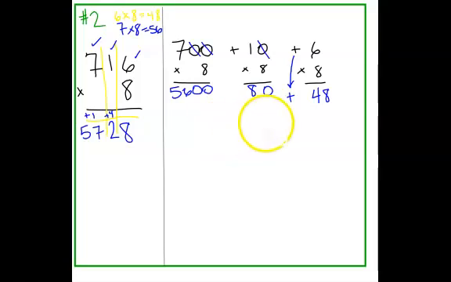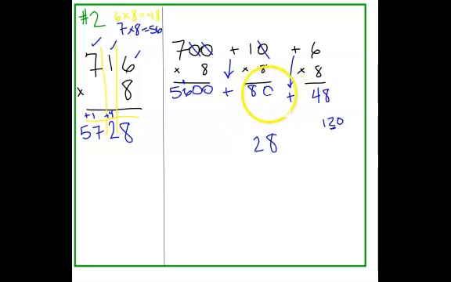Now we just need to add them up. So I have 8 ones, 0 ones, and 0 ones. That's 8. I have 4 tens, 8 tens, and 0 tens. Well, 8 tens and 4 tens is 12 tens, or 120. So how we're going to do that is we're going to put the 2 tens here, and then we're going to carry that other 1 here. Because if we were writing 120, the 1 would be in the hundreds column right here.